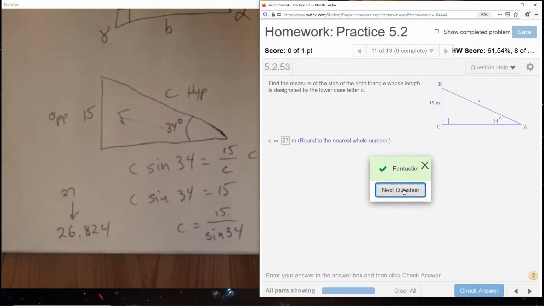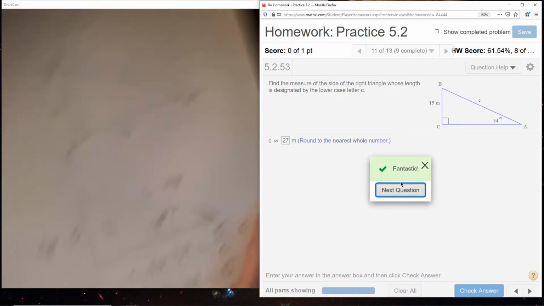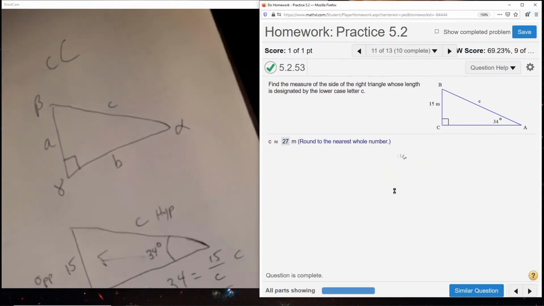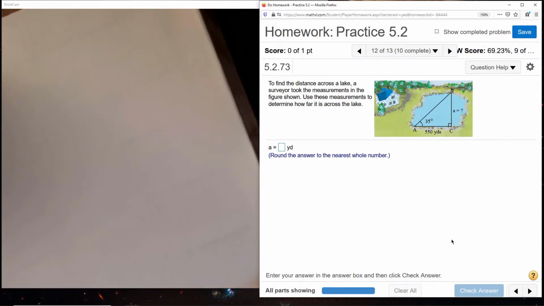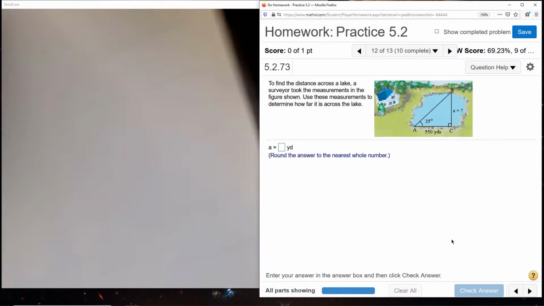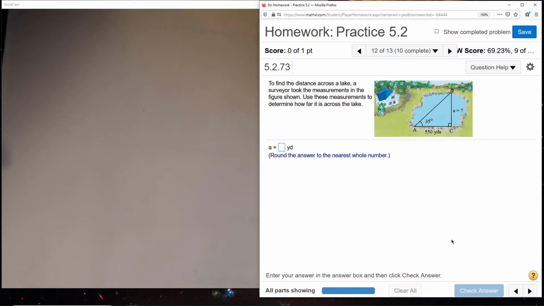And let's check the next question. Oh, one of the picture ones. So we got a nice pleasant lake or pond, a house sitting here. What do they want? Find the distance across the lake. A surveyor took the measurements in the figure shown to find this distance. Use these measurements to determine how far it is across the lake.